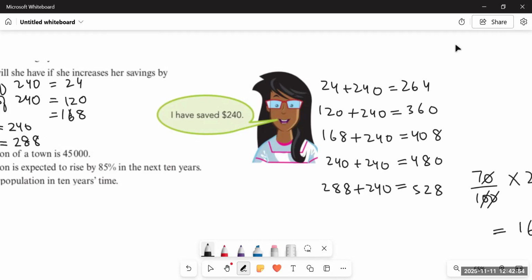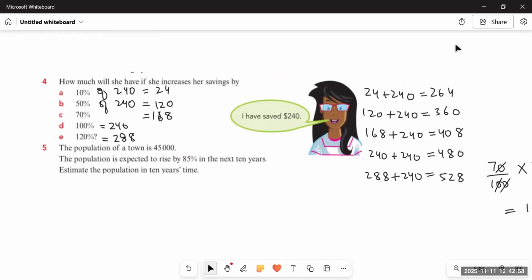So when we increase the savings of 240 by 10%, it becomes 264. If we increase it by 50%, it becomes 360. If we increase it by 70%, it becomes 408. If we increase it by 100%, it becomes double 240, that's 480. If we increase it by even more than 100%, that's 120%, it becomes 528.